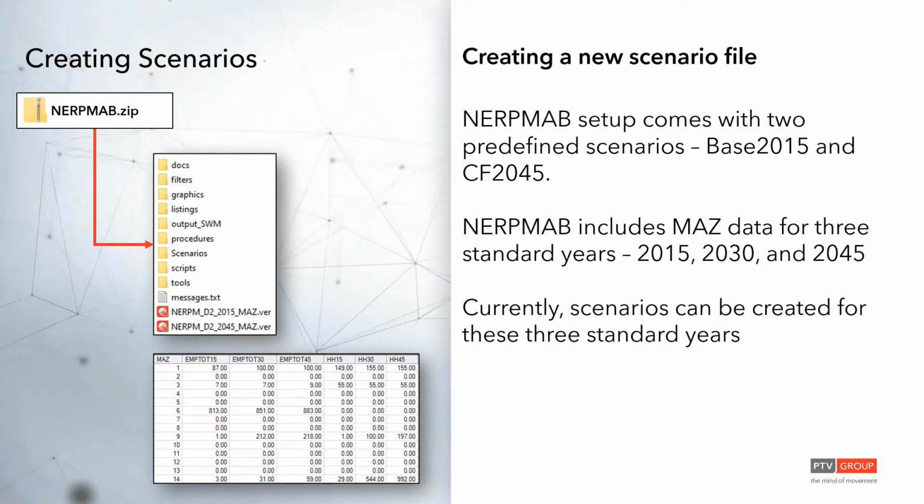Both of these version files have the same MAZ data, and MAZ data has data for 3 standard years: 2015, 2030, and 2045. So currently, the scenarios that you can create using the current setup are only for these 3 years. If you want to create a scenario for any different year, then of course you would need data for that year and network for that year. So keep in mind when you're creating new scenarios that the data is available only for these 3 standard years.